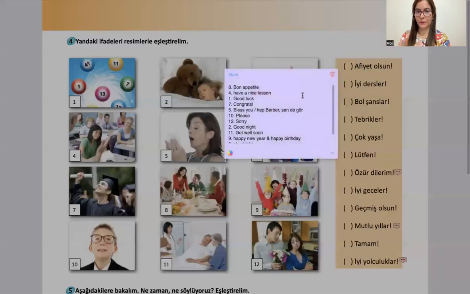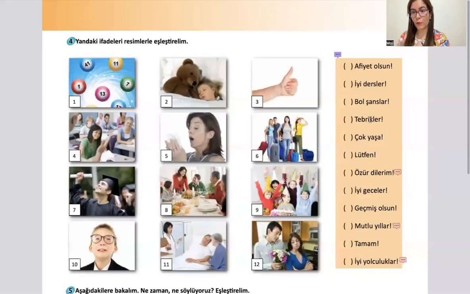The meanings are here actually. Bol şanslar, good luck. Okay, bol şanslar, good luck. Tebrikler, congrats, congratulations. Çok yaşa, when somebody sneezes, I sneeze, you say çok yaşa, bless you. Çok yaşa, or you can say iyi yaşa. Lütfen, please.